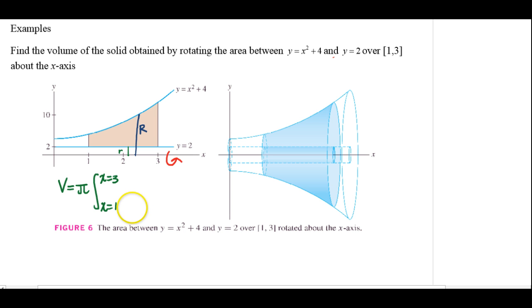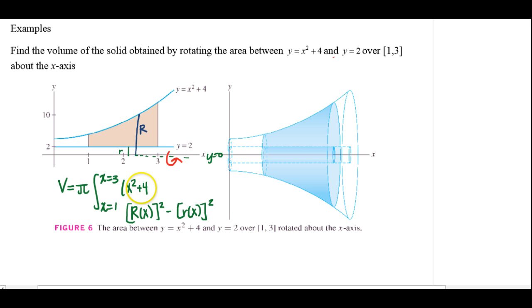And then in general, what I need is big R of x quantity squared minus little r of x quantity squared. Big R of x can be found by doing top minus bottom. The top function is x squared plus 4. So here I have x squared plus 4. And then the bottom function of R, we're looking at this capital R, the blue line that I've drawn. The bottom of the line is hitting the x-axis, which is y equals 0.